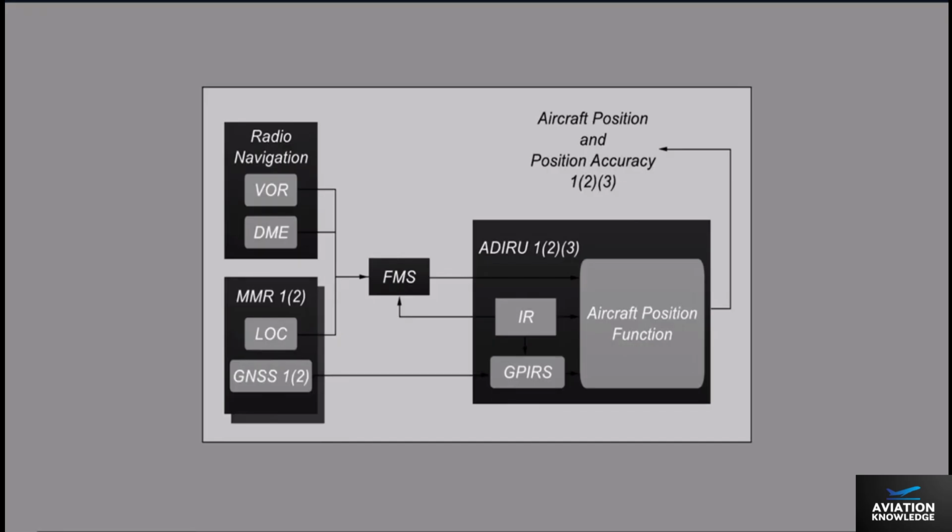The Flight Management System uses the Global Positioning and Inertial Reference System consolidated position whenever the Global Navigation Satellite System information is available. During normal operations, ADIRS 1 and ADIRS 3 are supplied by Multi-Mode Receiver 1, and ADIRS 2 is supplied by Multi-Mode Receiver 2. If one multi-mode receiver fails, the remaining receiver automatically supplies all ADIRS.